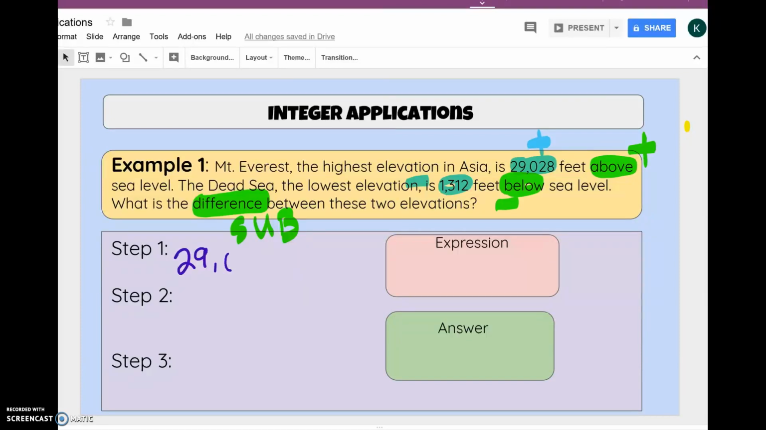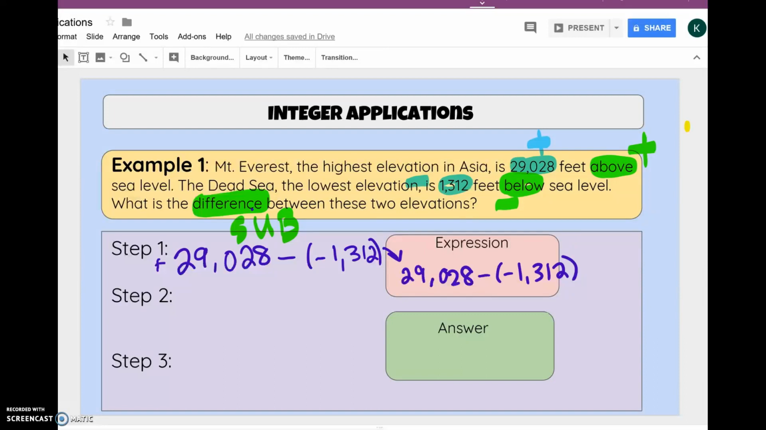between 29,028. Now again, this is positive, so I don't really need to write a positive. I could in front if I wanted to. So the difference tells me to subtract, and I need to find the difference between that elevation and negative 1,312 feet. Okay, so that is actually my expression. So I could go ahead and type that in the box. I'm going to write it. And on the questions you'll be doing, you can type it.